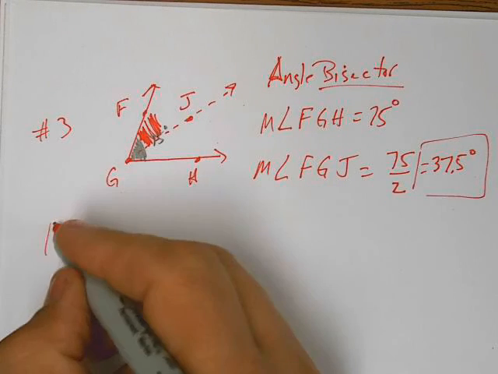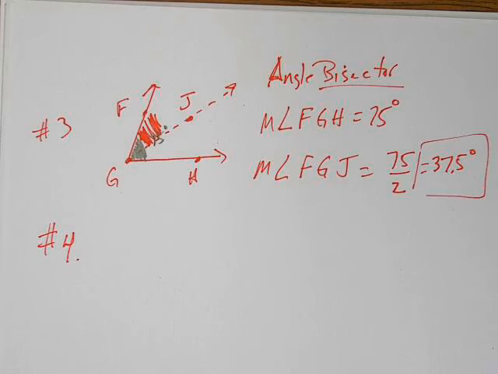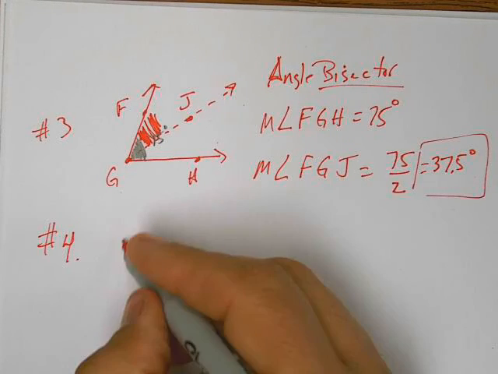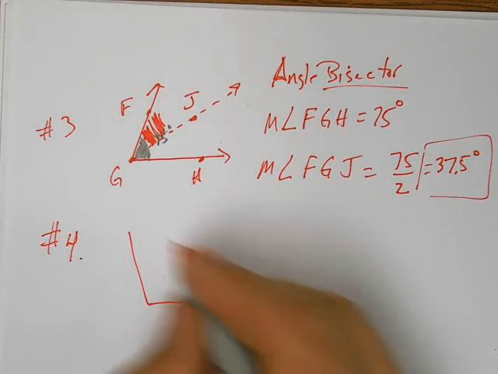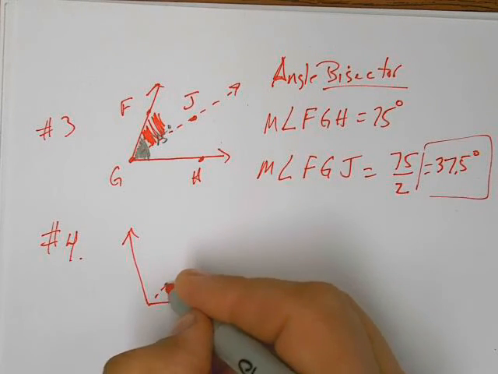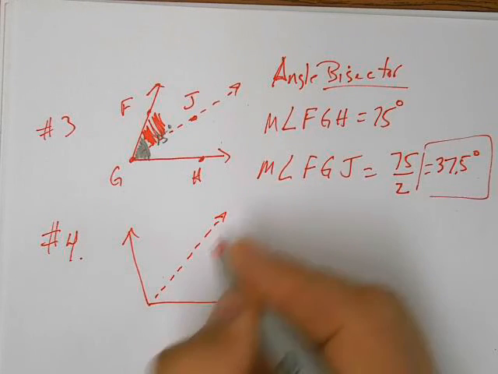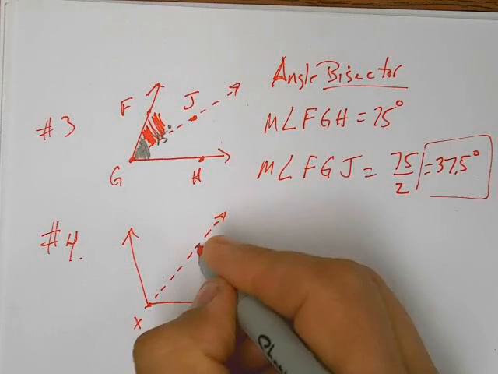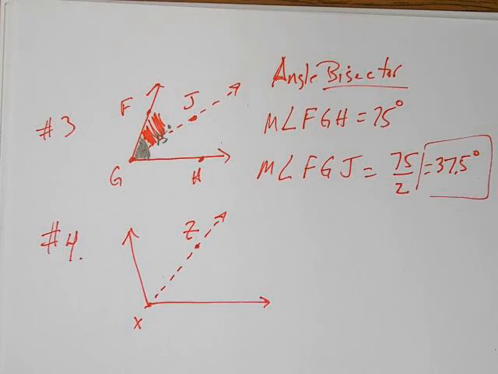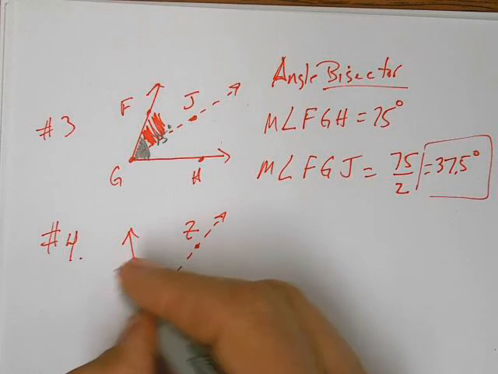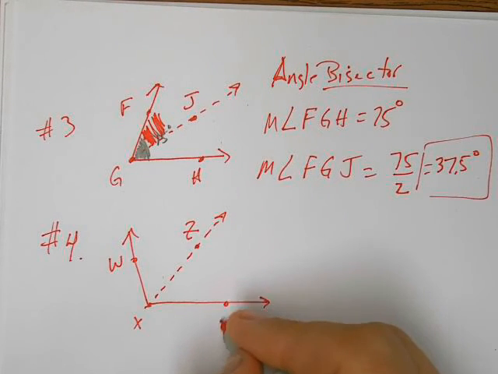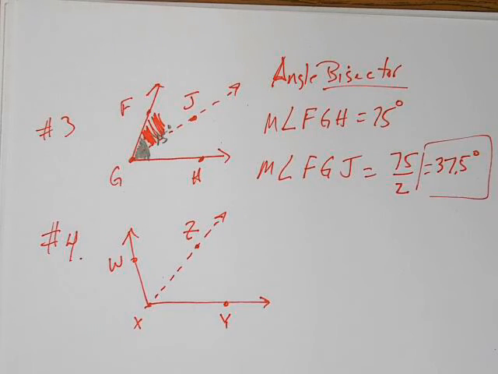Okay, let's do number 4. Very, very similar. Number 4 says the ray XZ, dotted line ray XZ, is the angle bisector of WXY. A picture is helpful, isn't it?